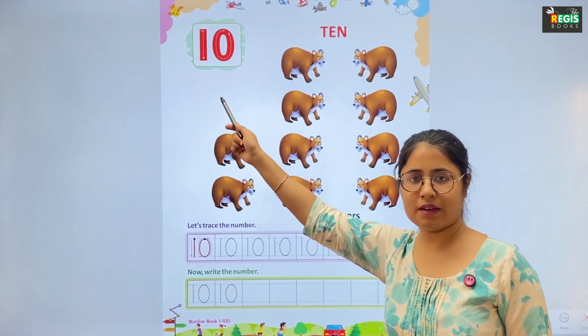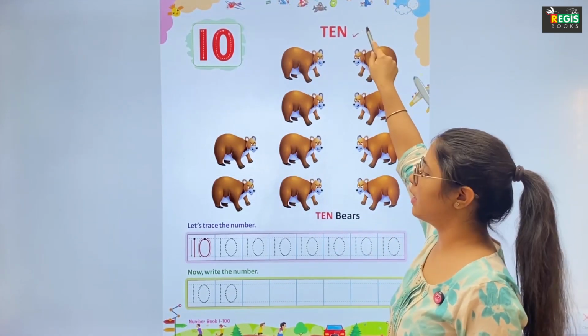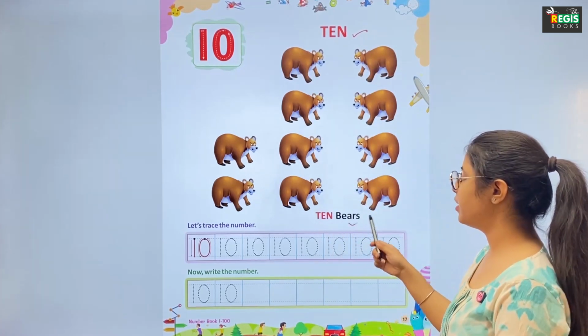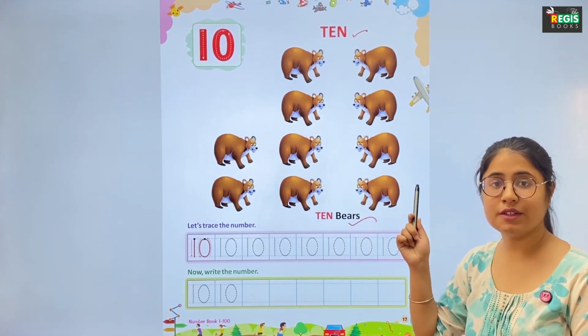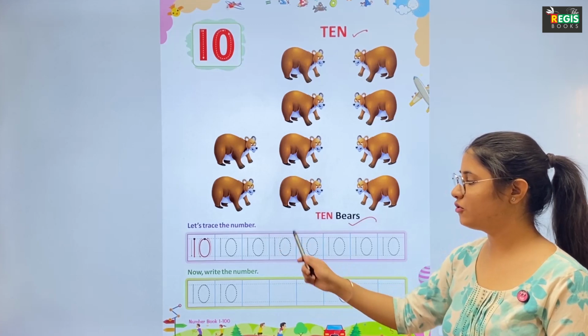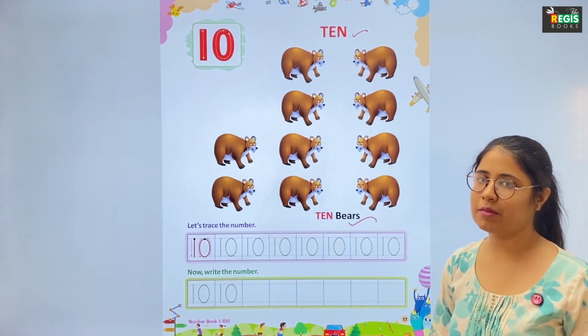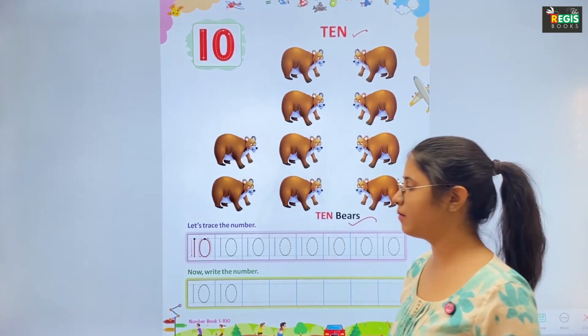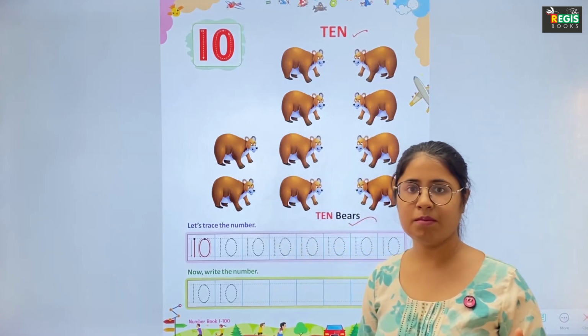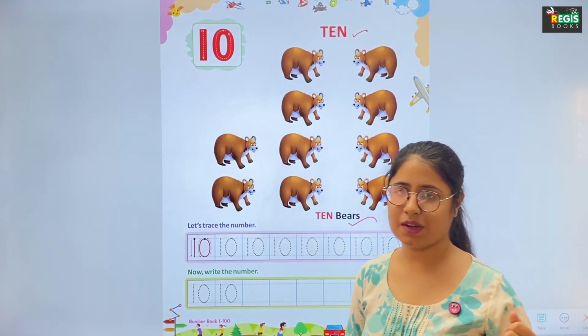1 0 10, T-E-N, 10. 10 bears. So kids, these are total 10 bears. Let's trace the number. So kids, आइए मेरे साथ इस number को trace करिए. So we write the number 10 by writing 1 and 0 together.